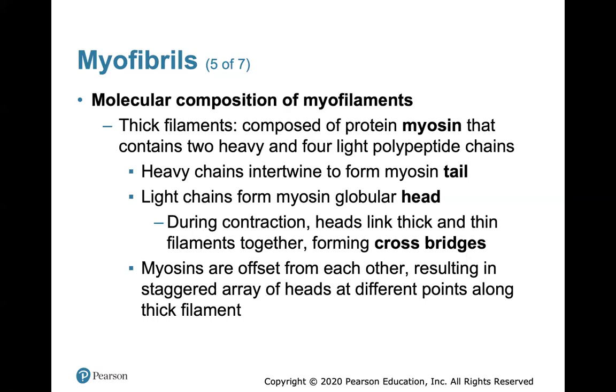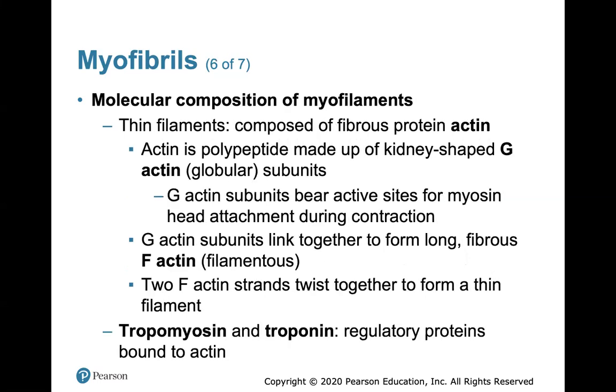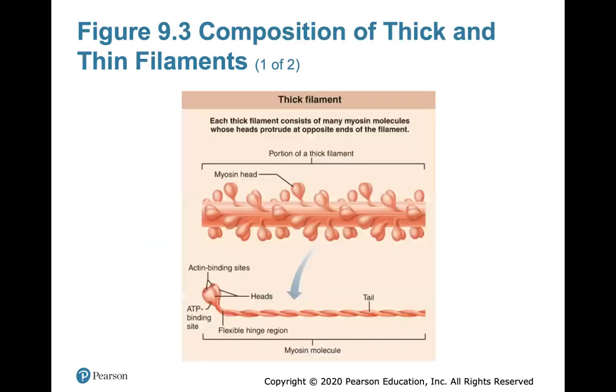Your myosins are offset from each other, and they'll result in a staggering array of heads at different points along the thin filaments. Your thin filaments are composed of a fibrous protein called actin, which is a polypeptide made up of kidney-shaped G-actin subunits. Tropomyosin and troponin are just regulatory proteins that are bound to actin.